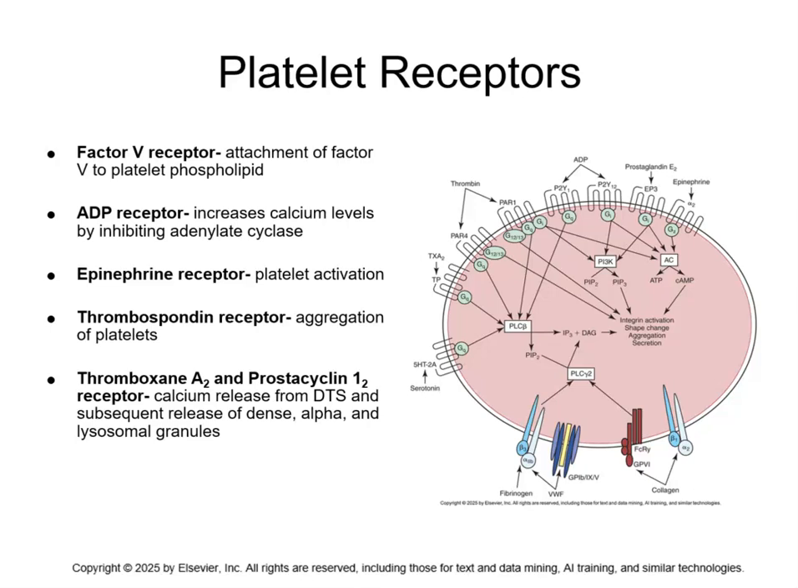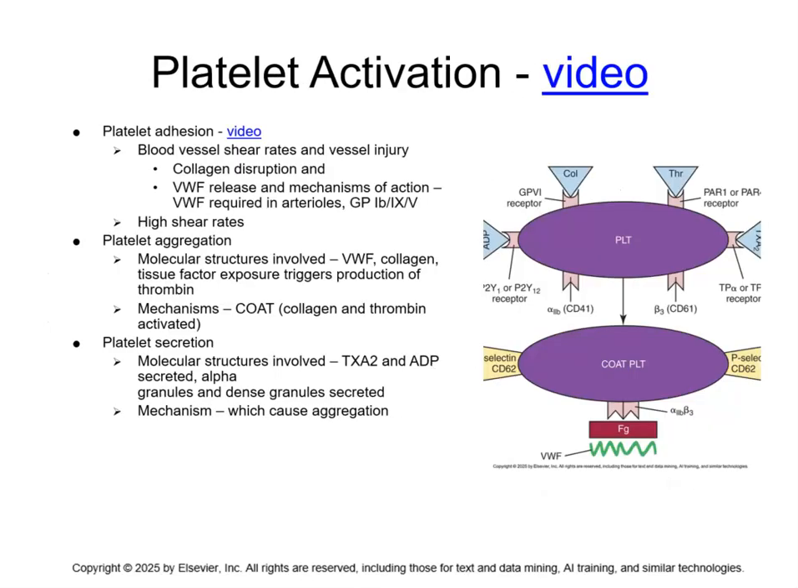Other platelet receptors we have are for factor V, which allows factor V, of course, to attach, an ADP receptor, which helps with calcium, an epinephrine receptor for activation of the platelets, a thrombospondin receptor for another aggregation, and thromboxane A2 and prostacyclin, which are a big part of inflammatory kind of things, which help with the calcium release for the dense tubular system, which help with all the different types of granules.